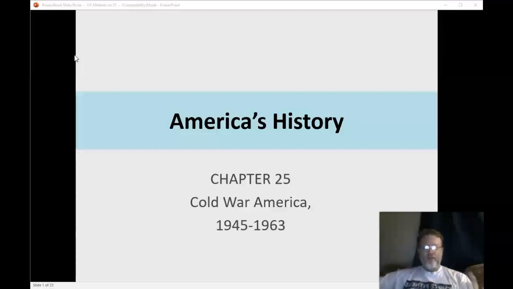So this chapter really focuses on the conflicts between the USSR, the Union of Soviet Socialist Republics, the Soviet Union, or sometimes the Soviets, or sometimes I'll simply refer to them as the Russians. Basically, it's a union of multiple states. Russia is the leader, the most important figure. So I sometimes call them that.